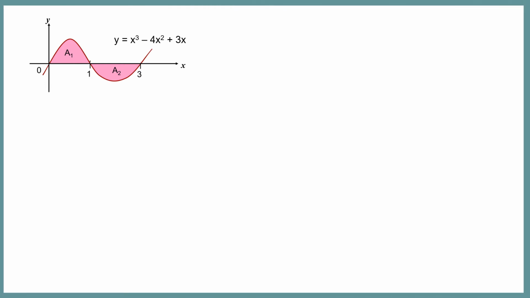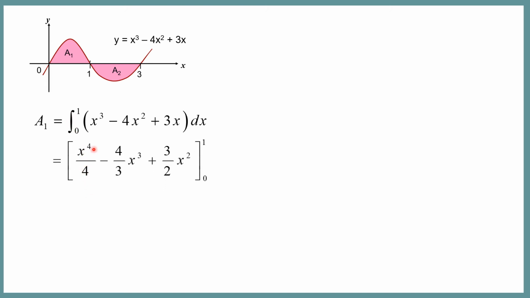To find A1, we integrate the function from x equals 0 to x equals 1. Thus, integrating, we have x to the power 4 divided by 4 minus 4x cubed divided by 3 plus 3x squared divided by 2. Substituting the upper limit x equals 1, we have 1 over 4 minus 4 over 3 plus 3 over 2. Now, when we substitute the lower limit x equals 0, the value is 0.